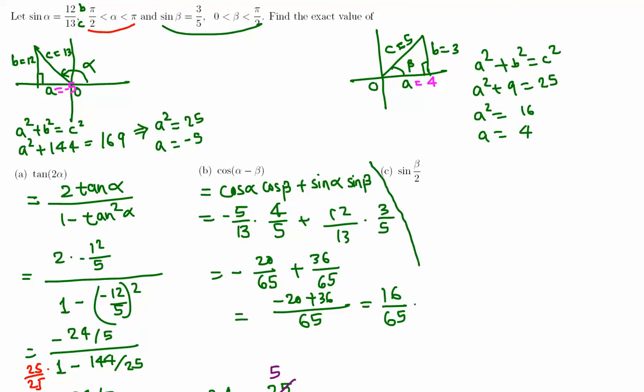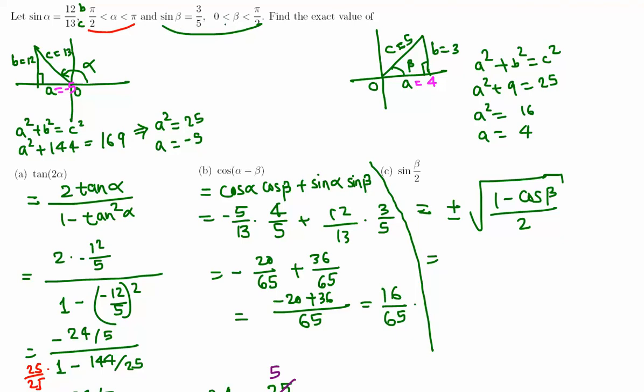And we have one more, part C, sine beta over 2. Okay, and the formula is given. Sine beta over 2 is equal to plus or minus the square root of 1 minus cosine beta all over 2. Look at the given formula list. Now we need to choose plus or minus. Can't be both.